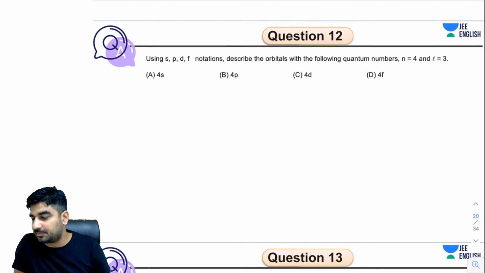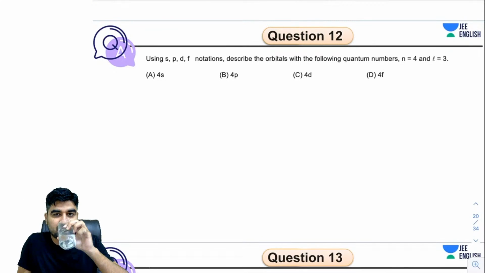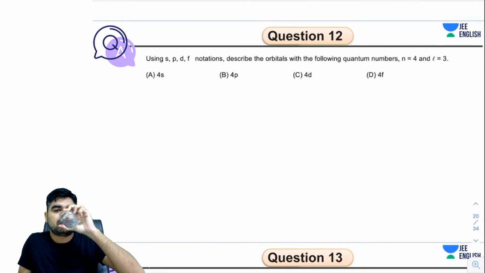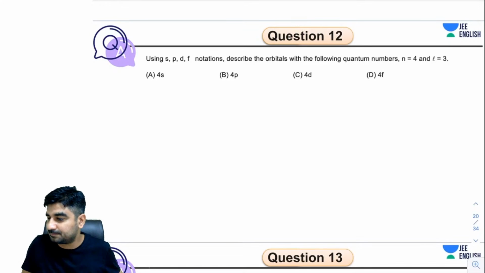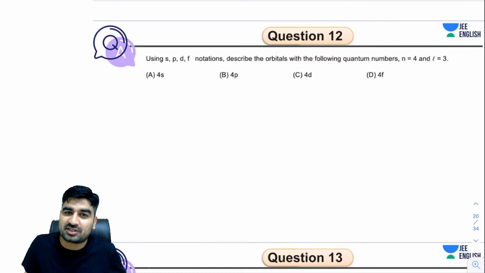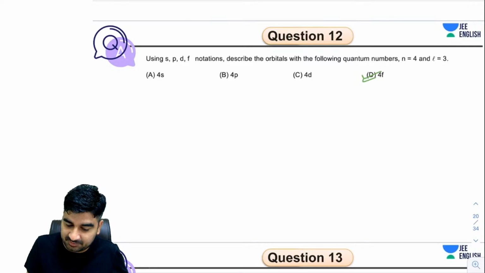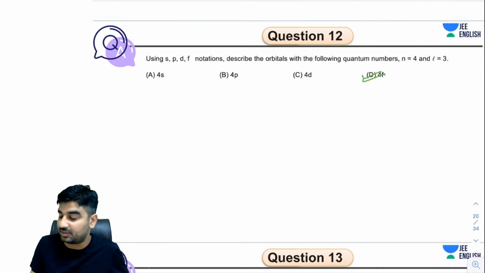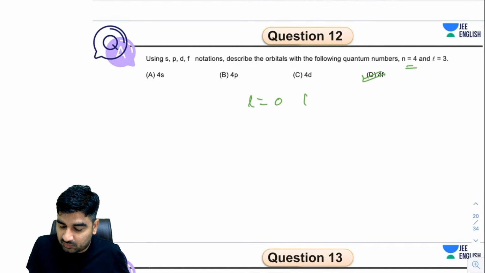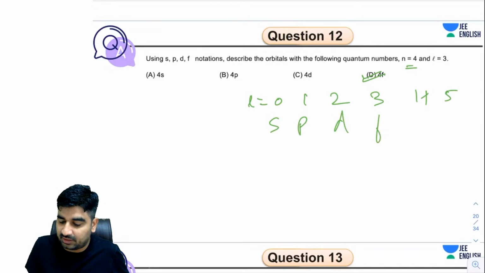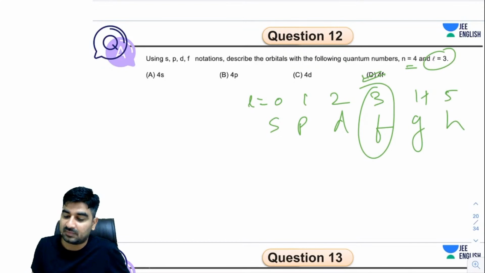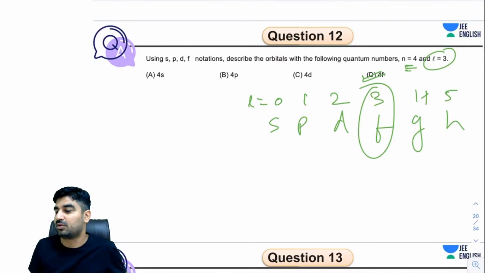Chomel D, Kate of D, Lokesh D, Monica D. So it was an easy question and everybody did it. It's D. Like N, L is equal to 0, 1, 2, 3, 4, 5. So it is S, P, D, F, G, H. So L3 will be F. N4 will be 4. You got it right.